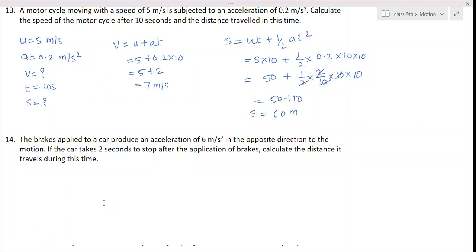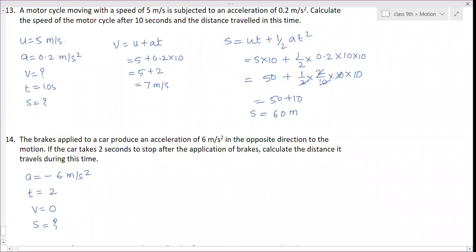The brakes are applied to a car producing an acceleration of 6 meter per second square in the opposite direction. That means this is retardation, minus 6 meter per second square. If the car takes 2 seconds to stop, t is equal to 2 seconds, and it has stopped, then v is 0. Calculate the distance covered. S you have to calculate. So for calculating S, you need the u value.